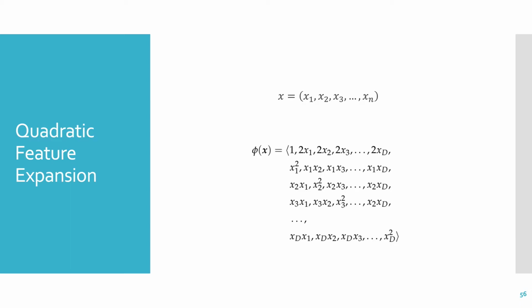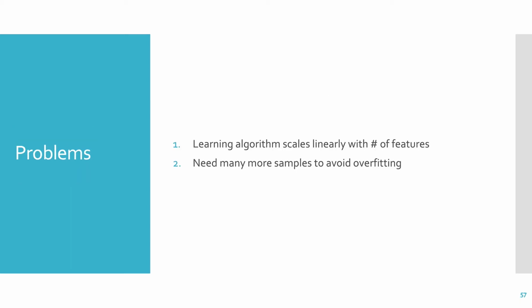We could transform the features into this new space and then train a classifier in this space. There's two problems with this. The learning algorithm scales linearly with the number of features, and we may need many more samples to avoid overfitting. Think about the perceptron. The perceptron has a W and a B, and W is the same length as the features. So if we expand our features quadratically, we have to expand the size of W quadratically.